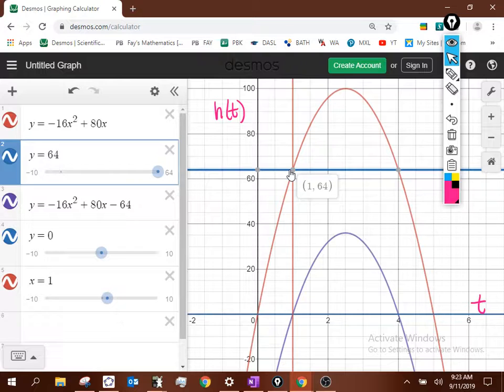Okay. So, we subtracted 64 from both sides. If I would have subtracted 32 from both sides, I would still get the graphs to intersect on that line, x equals 1. Okay.